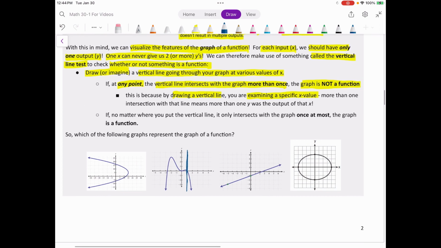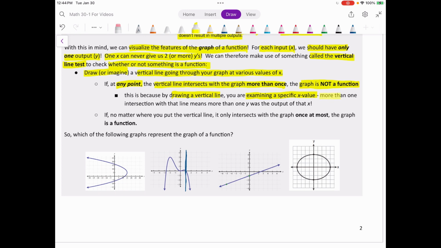So more than one intersection with that line would mean the opposite. It would mean that there was more than one y as the output of that individual x. So that's all we're doing when we draw a vertical line. We're examining one specific value of x. And if we can do that everywhere, imagine drawing the vertical line everywhere, then we are testing to see, are there any points where one x input gave us more than one y output? Because if so, it's not a function.